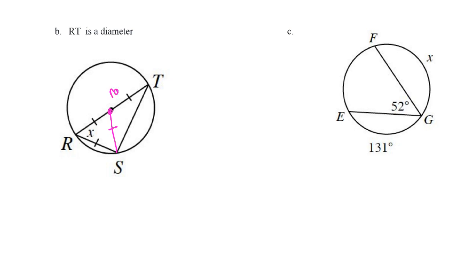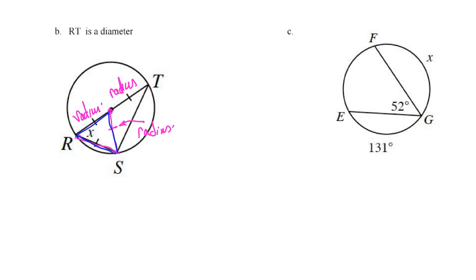So recall that this is a radius. This is a radius. This is a radius as well. And this side, which is RS, has the same symbol as your radius. So you're ending up with an equilateral triangle here.